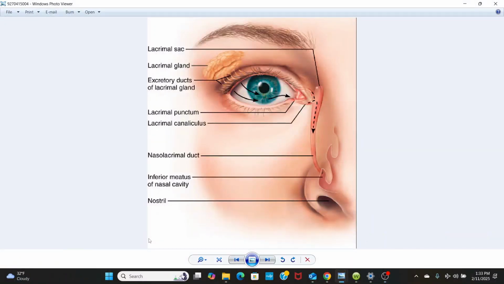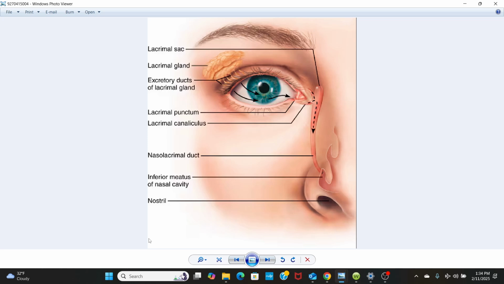Hello, in this video, I'm going to present you anatomy and physiology of our vision. Our vision is one of the five special senses. Our special senses are our vision, hearing, taste, smell, and sense of equilibrium or balance. All of these five special sense organs are located in our head.